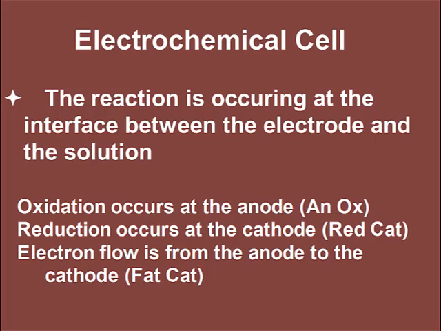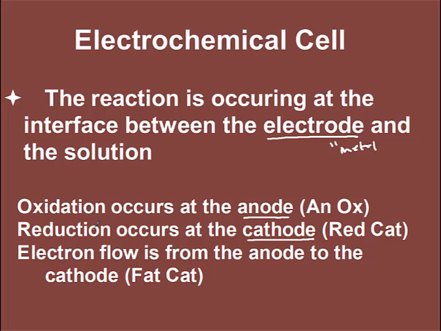In an electrochemical cell, the reaction occurs between the electrode, which is going to be our metal, and the solution. The reaction only occurs against the metal and the solution. Some vocab that you need to know is anode and cathode. Those are the two half cells. One is called the anode and one is called the cathode.